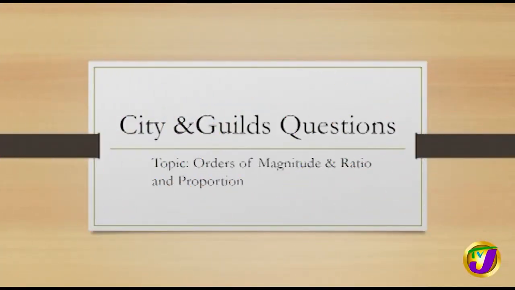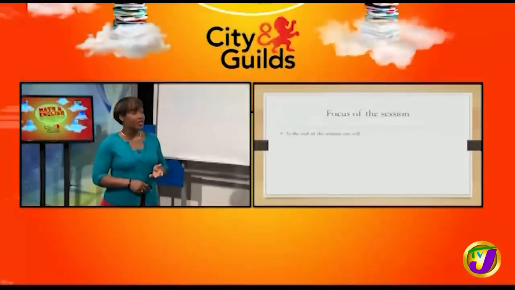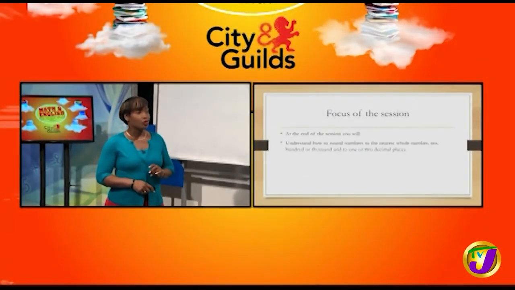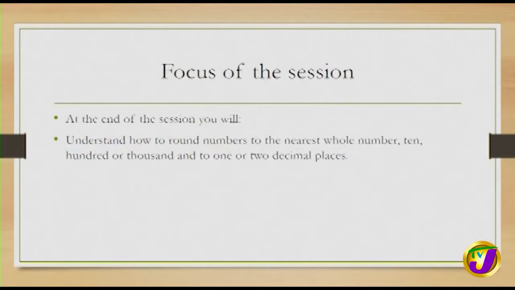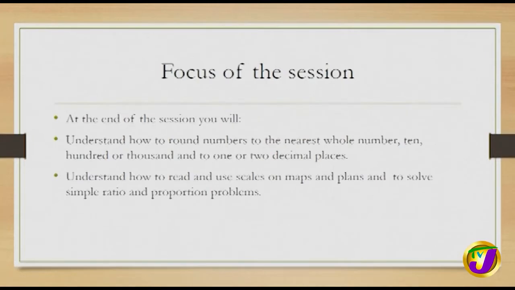Lesson, we'll be looking at orders of magnitude and ratio and proportion. So the focus of the session for today: at the end of the session, you will understand how to round numbers to the nearest whole number, tens, hundred, or thousand, and to one or two decimal places. You will also understand how to read and use scales on maps and plans, and to solve simple ratio and proportion problems. And these topics are taken from the Stage 2 curriculum, 208 and 209.